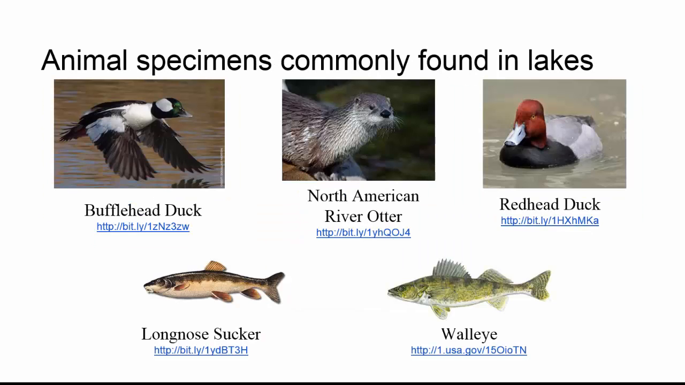The bufflehead duck is a small duck. Adult males are black and white with iridescent green and purple heads with a large white patch behind the eye. Females are gray-toned with a smaller white patch behind the eye and a light underside.